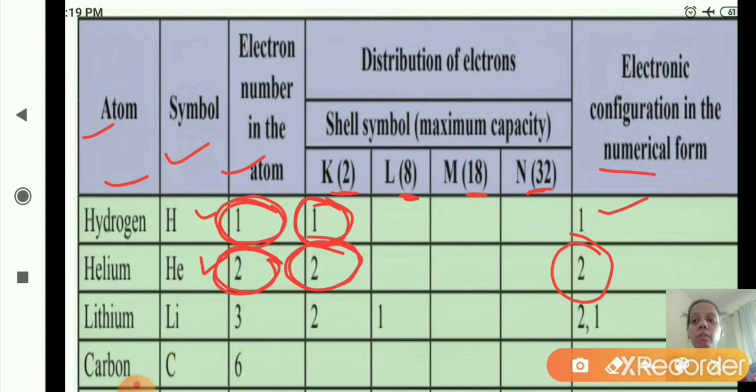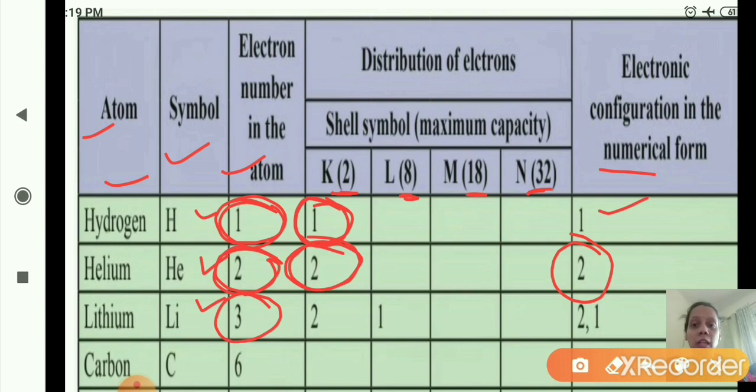Now see the third one, lithium. What is the symbol for lithium? That is Li. And the number of electrons in the atom is 3. So in lithium there are 3 electrons. Now how will you arrange these electrons? What is the maximum capacity of K shell? Always you will start from the first shell, then the second one, then the third, then fourth, then 5 and so on.